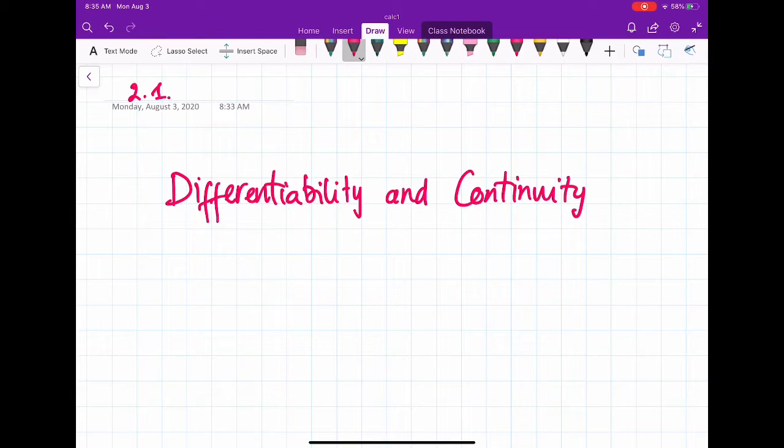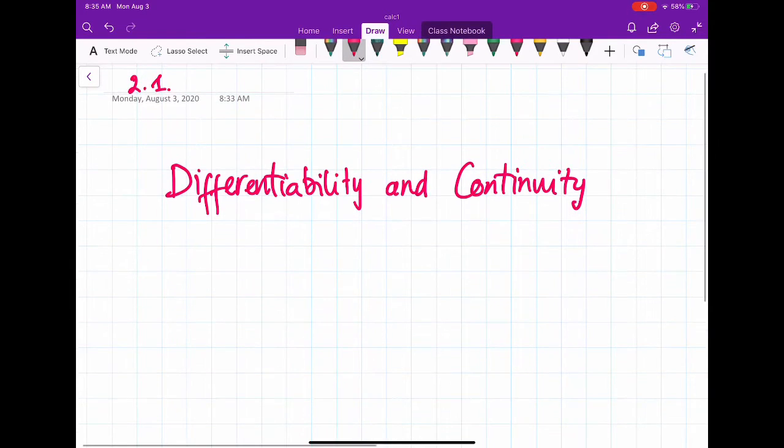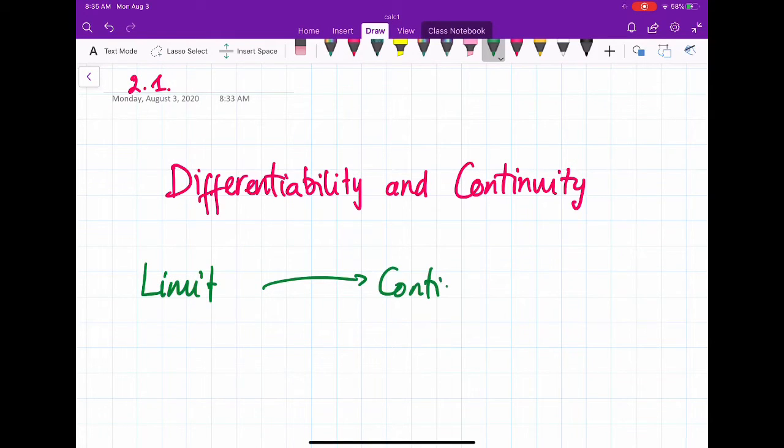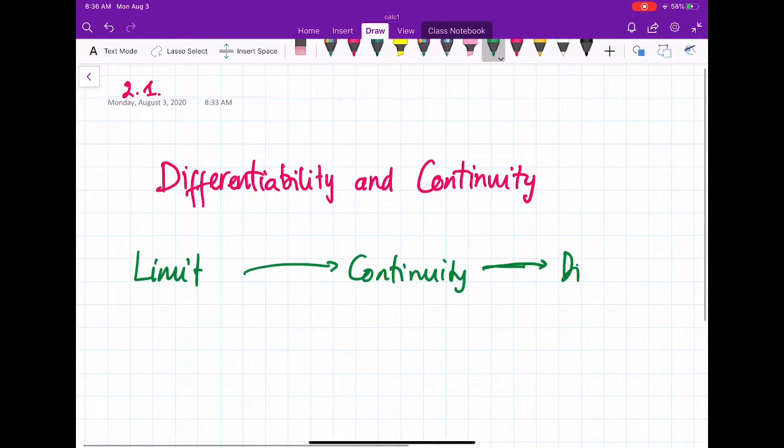Hello, in this video we study differentiability and continuity. Let's record continuity. So firstly we study limits, right? We say that a function may not be continuous but may have a limit at some point. After limit we consider continuity, right? And then now, differentiability.